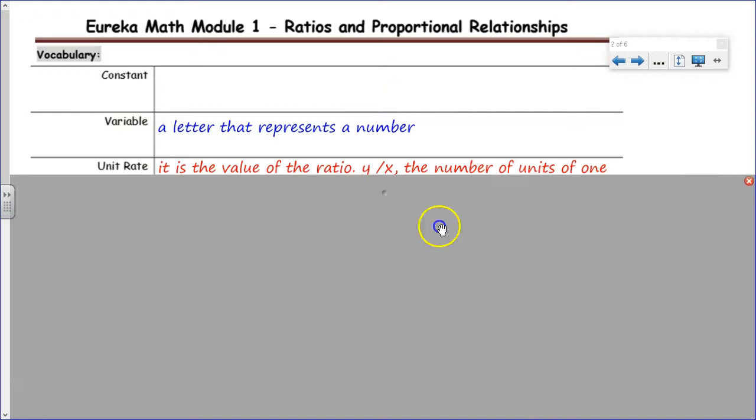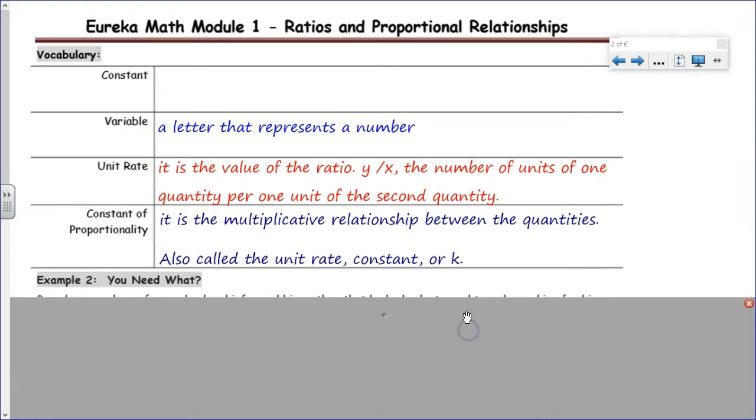Okay, moving on to the vocabulary. You can write this down. I'm actually going to let you skip this one right now. You're going to hear that phrase more once we use equations and in algebra, but please write down the other ones. Please write down what a variable is, a unit rate, and the constant of proportionality. And you can see here that those are actually the same thing. Unit rate and constant of proportionality are the same thing.